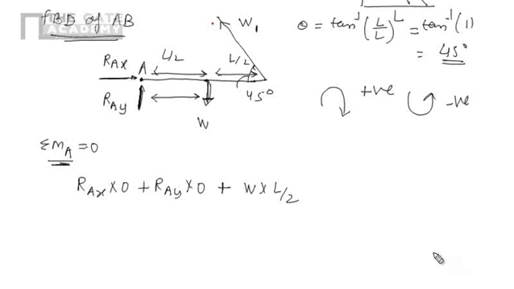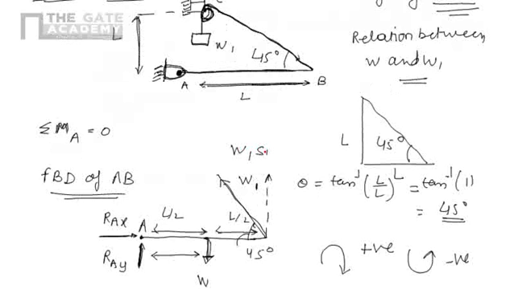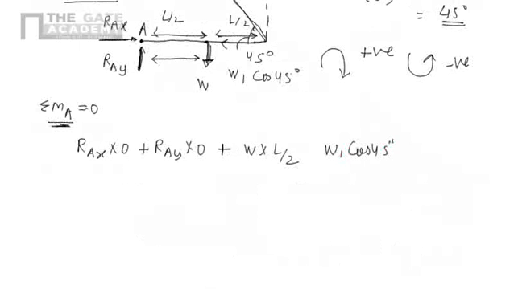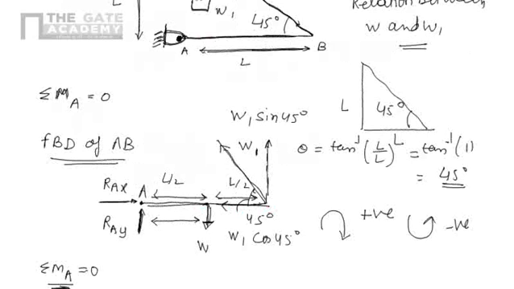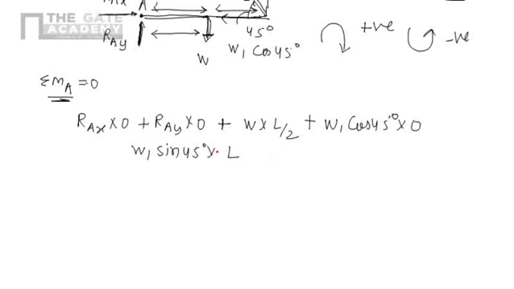And for W1, we have two components: W1 sine 45, and the second one in that direction, W1 cos 45. Due to W1 cos 45, the moment will be 0 because the perpendicular distance is 0. For the moment due to W1 sine 45, the perpendicular distance is L, that is L by 2 plus L by 2, and it is in the anti-clockwise direction, so negative. So now we get W into L by 2 plus 0 minus W1 sine 45, which is 1 by root 2, into L equals 0.